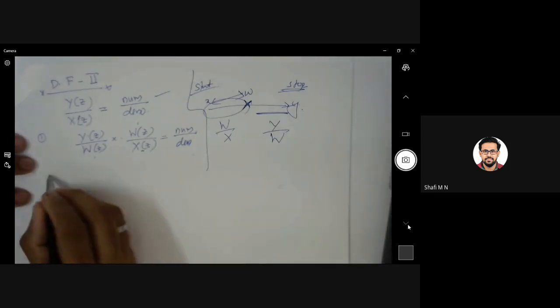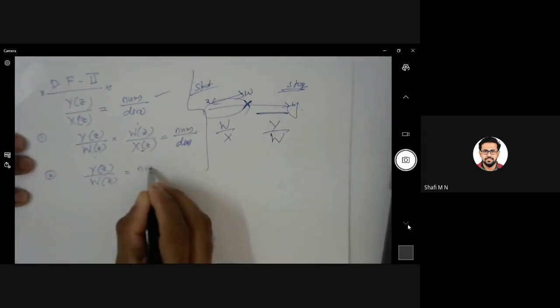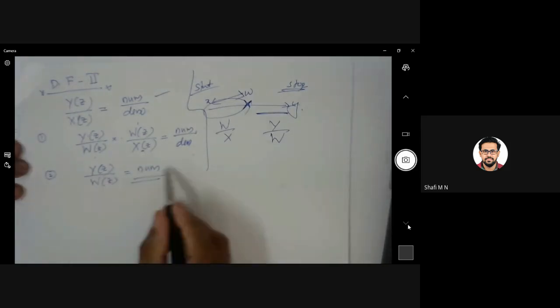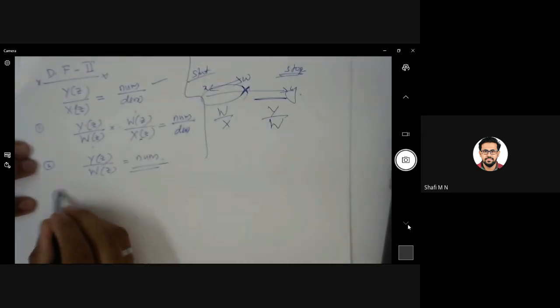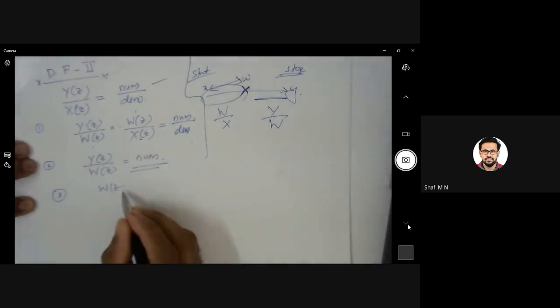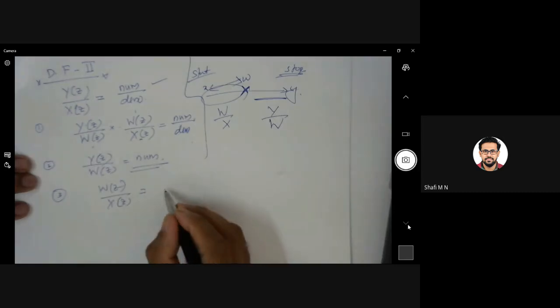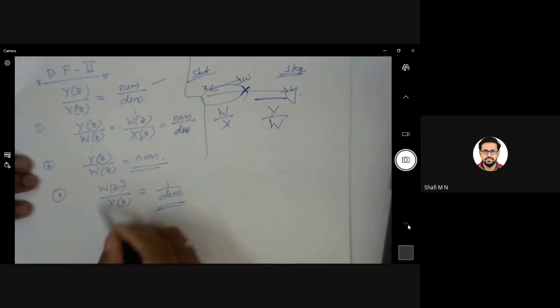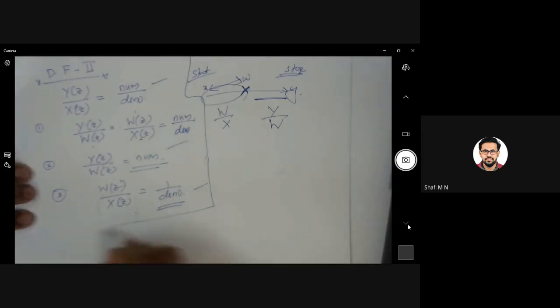Next, the second step: you call y of z by w of z your numerator. Y of z by w of z equals your numerator. Then you realize it. Last step, the next part is w of z by x of z. This will be equal to what? 1 by the denominator. This is your 1 by denominator. So you realize this part first, then you realize the other part. That will give you a consolidated realization.